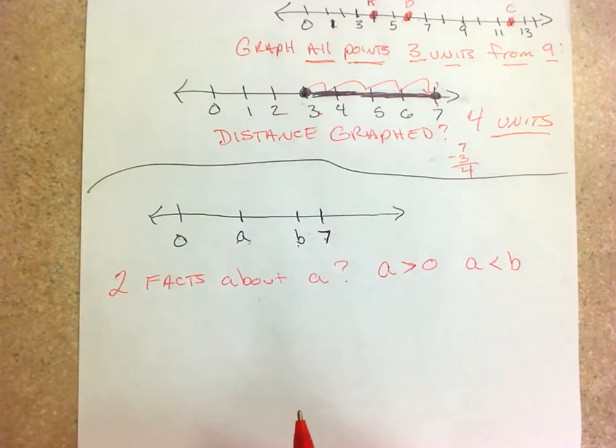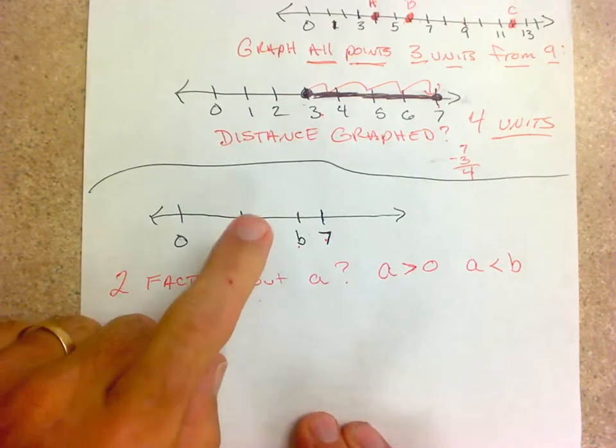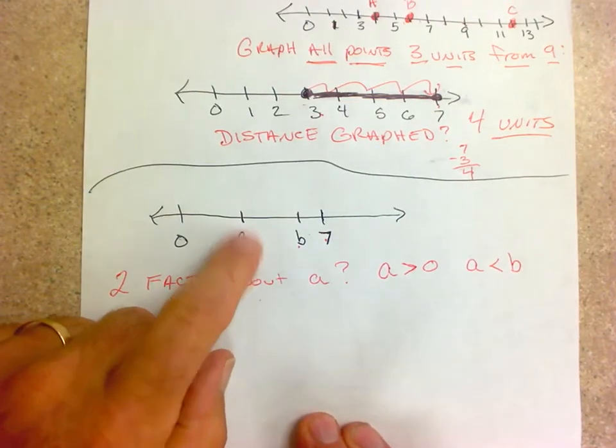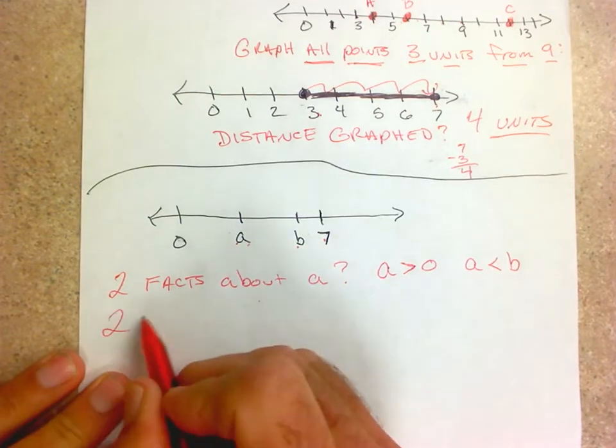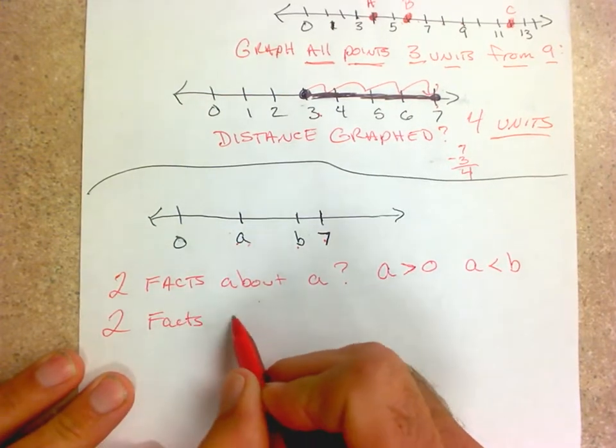All right, so I would just ask you for a couple facts about A, and you should be able to come up with a few things you can see of what is true about A with where it is currently located. And we could do the same thing for B, 2 facts about B.